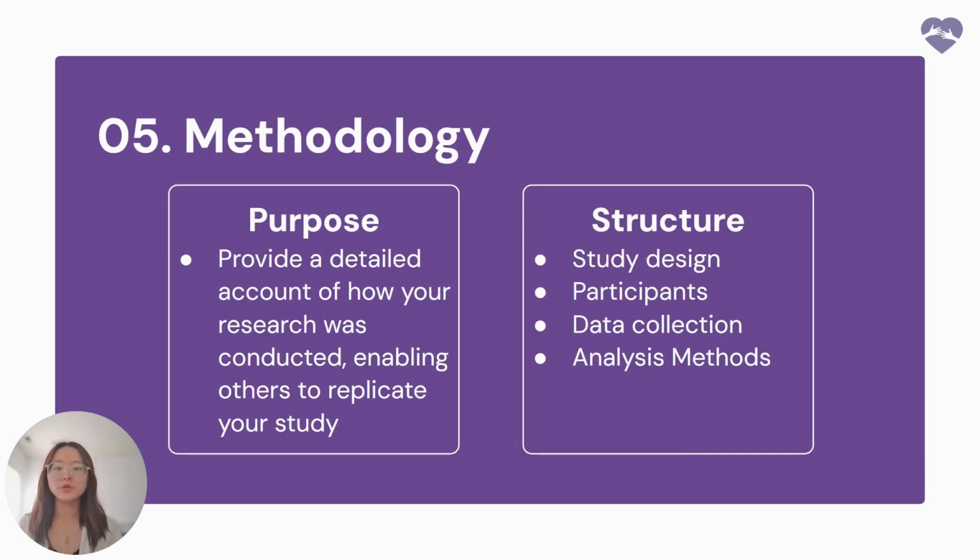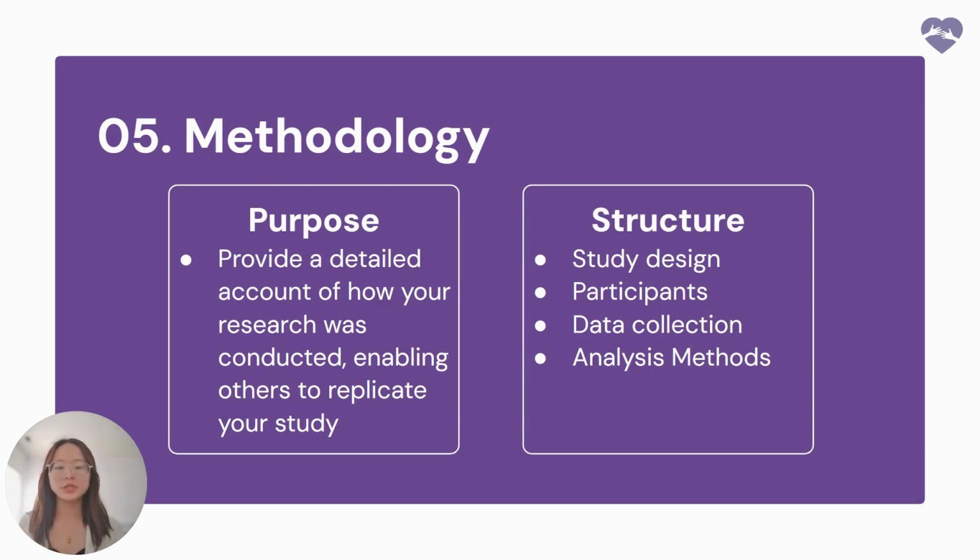After your literature review comes the methodology. The methodology section of your research paper is where you provide a detailed account of how your research was conducted. The goal is to be clear and thorough enough that other researchers could replicate your study based on this description. When structuring your methodology, focus on these key components.